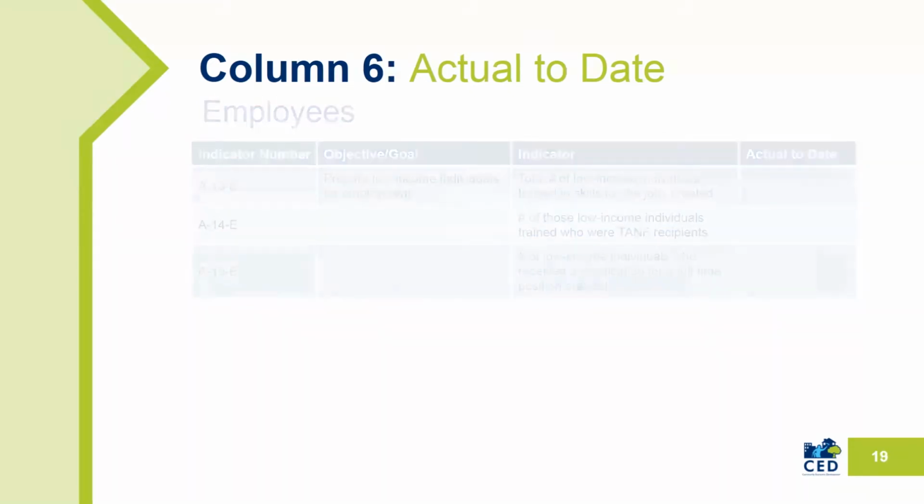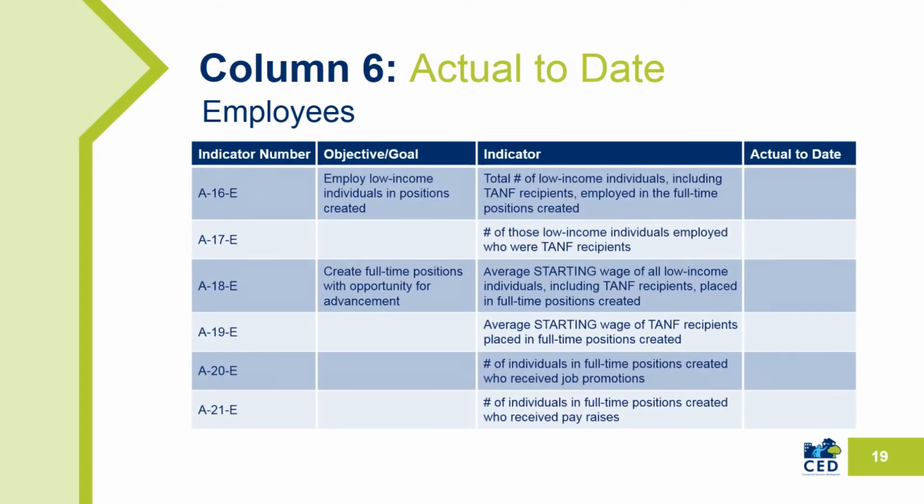The next set of indicators tracks employees who fill the positions created. They ask only about people hired in full-time positions. You report part-time positions once in A05J, and then don't deal with them for the rest of Form A.